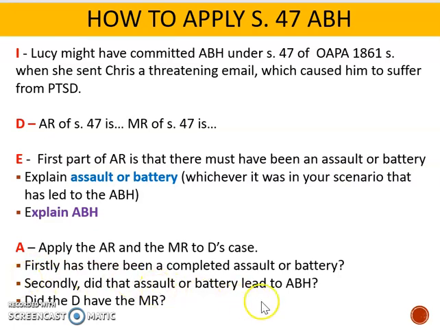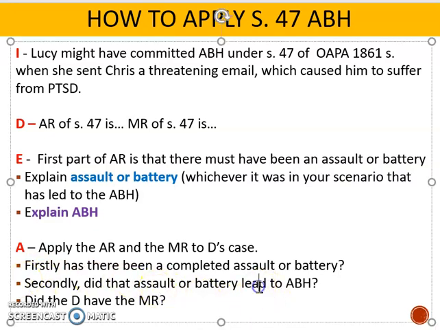Secondly, did the assault or battery lead to ABH? And you would say here, the threatening email has led to ABH because he's got PTSD. This has been diagnosed, and case law says it's enough. And she had the mens rea because she intended him to be frightened. Even if she didn't intend the PTSD, that doesn't matter. She intended him to apprehend the infliction of immediate unlawful force. So that's how you go about applying the law on ABH to a scenario.